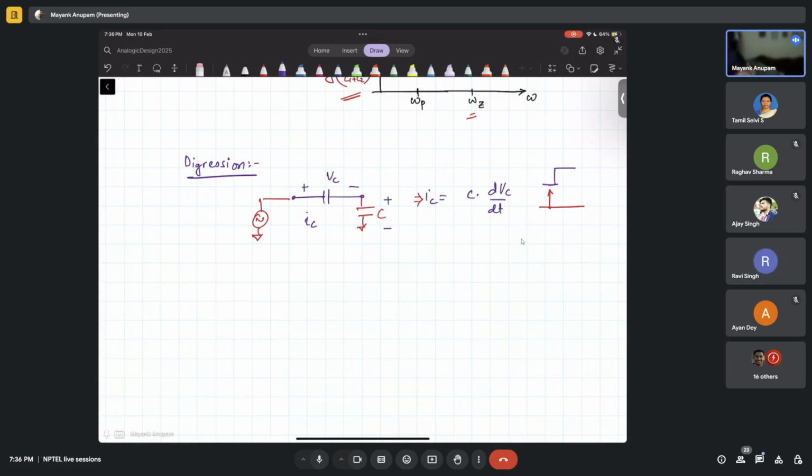Now, what will happen due to that infinite current across this capacitor C? The capacitor will get charged instantaneously, right? But the voltage across it will not be infinite, right? It will be a finite voltage. It will get charged instantaneously, but the voltage across it will be finite, right? And why is that? Because the voltage across the capacitor is the integral of the current, right?